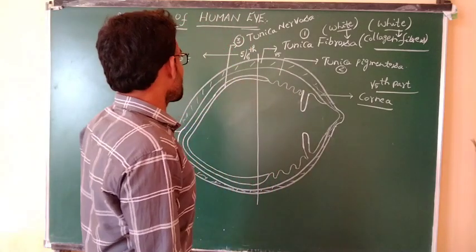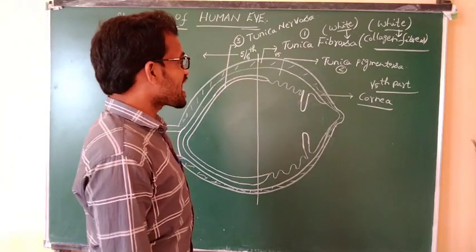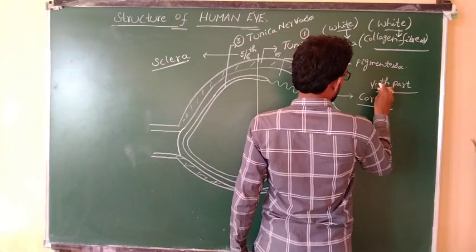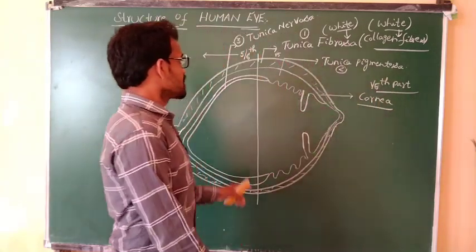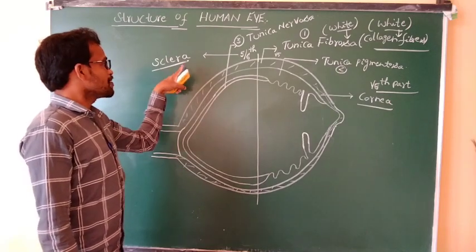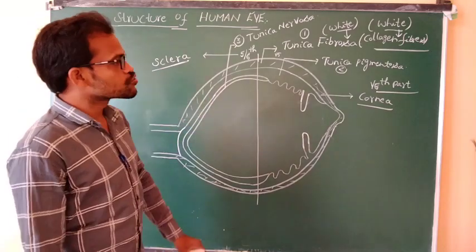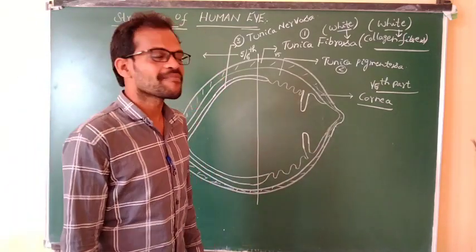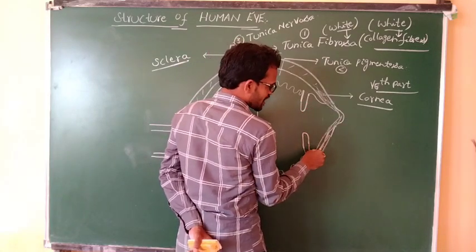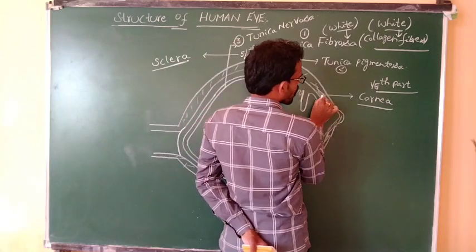It is the 5/6 part. It is the sclera part. The remaining 1/6 part is the tunica fibrosa, out of 6 parts. The remaining 5/6 part is under the category of the sclera. The remaining part of the tunica fibrosa is known as the cornea. This part is known as the cornea.